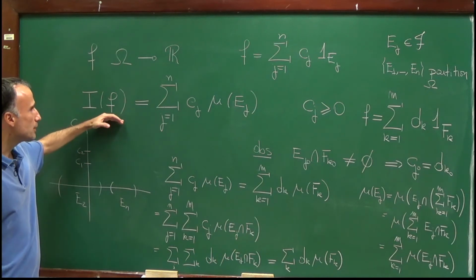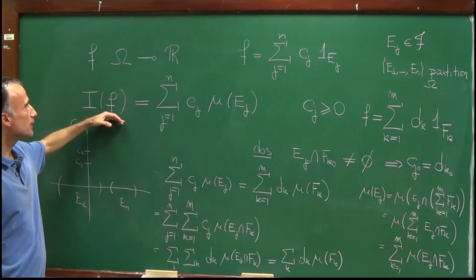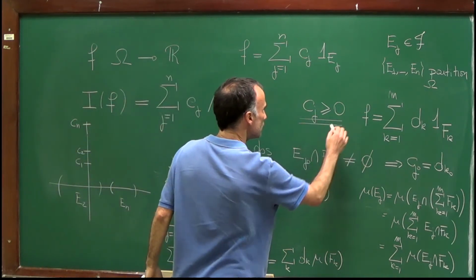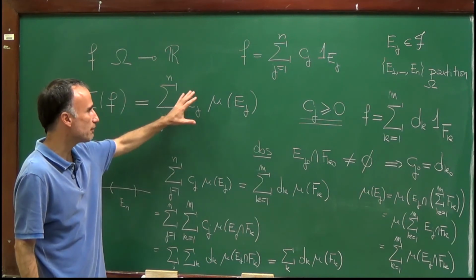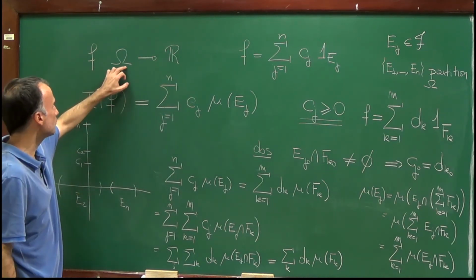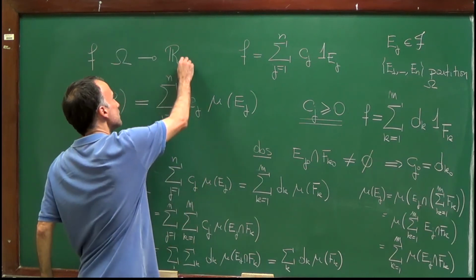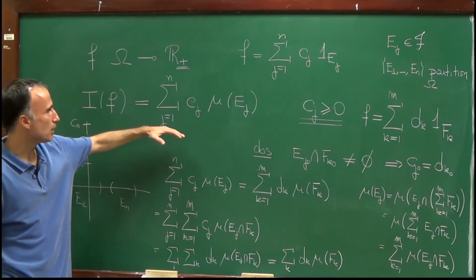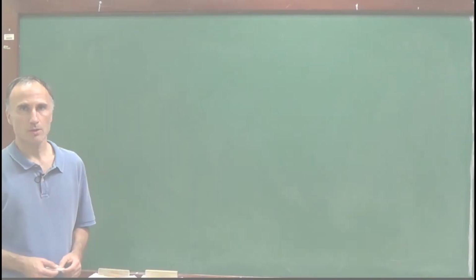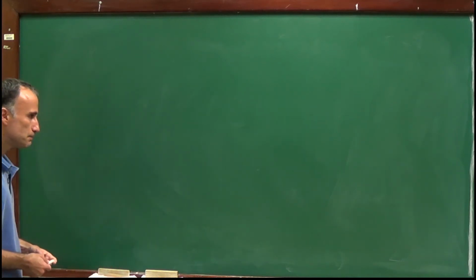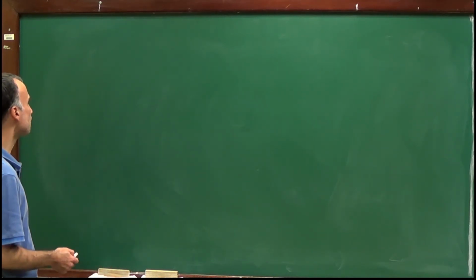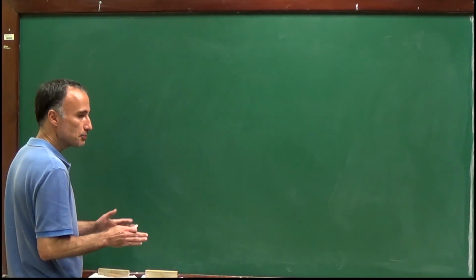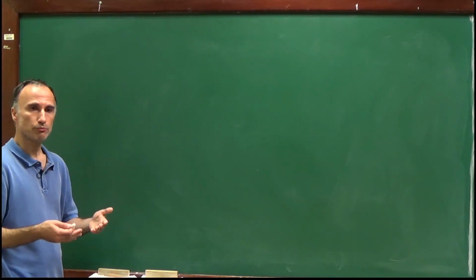So this will be our definition of the integral of a non-negative simple function, right? Remember that we assumed Cj to be non-negative just to make sure that this sum is well defined. So if I have a function f defined in omega which is simple and takes non-negative values, I will define I of f, the integral of f, by this formula. Well, we just defined the integral of a non-negative simple function. So let me just indicate how we will proceed.